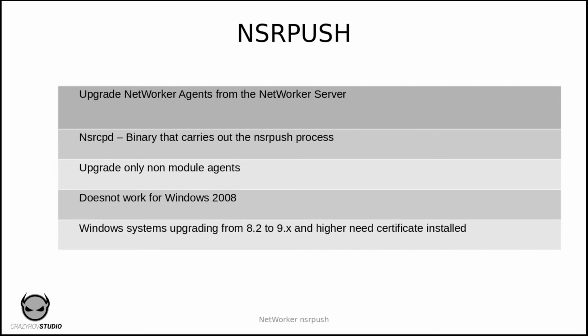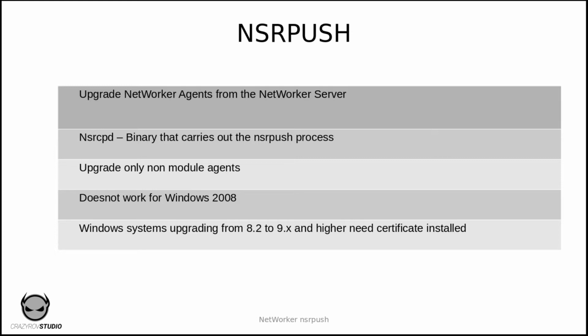So as I told you, nsrpush helps you to upgrade the NetWorker agent on your NetWorker clients from the NetWorker server itself. You need not assign this task of upgrading the client to the system administrators, and in turn would be able to do it on your own from the NetWorker server. nsrcpd is the binary which carries out the actual tasks of the push or the inventory or any other communication related tasks for the nsrpush process. You can upgrade the NSR basic client and the storage node binaries.